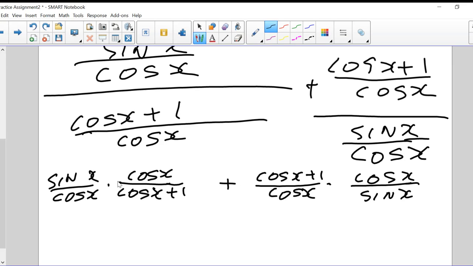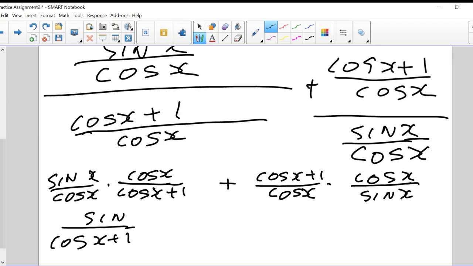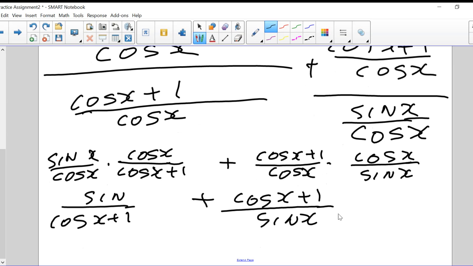Cancel out the cos x, good. So I'm going to end up with sine x over cosine x plus 1. And on this side, I'm going to cancel the cos x again. So I'm going to get cosine x plus 1 over sine x. Can we agree on that? I just want to check with the room. Does that make sense?